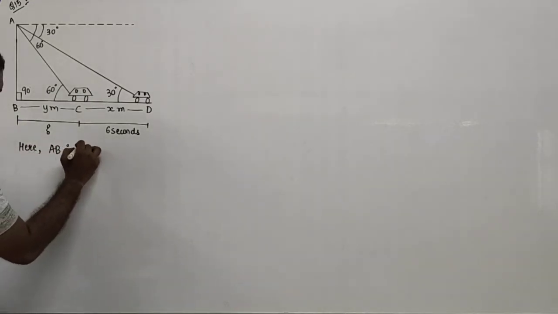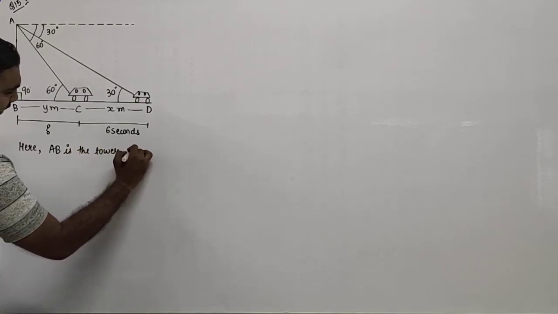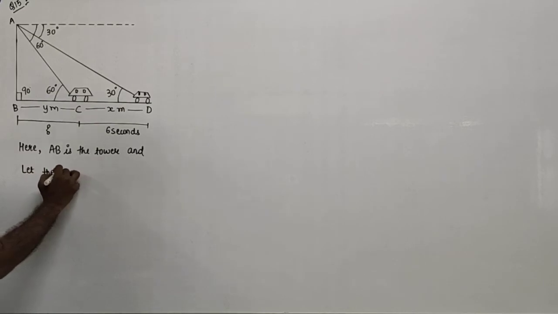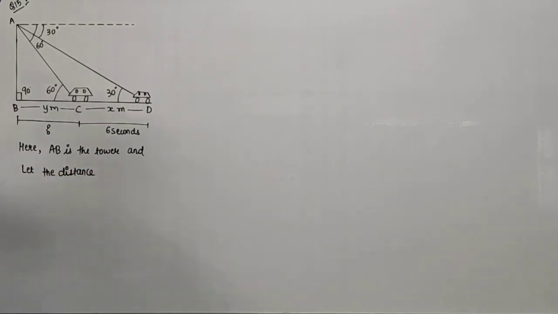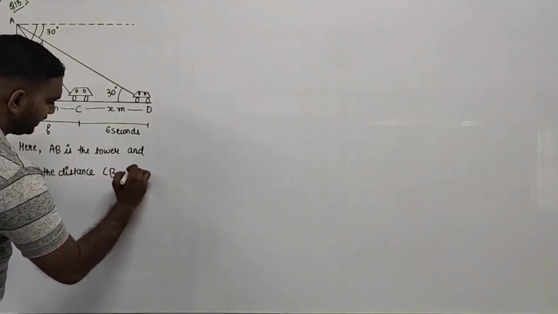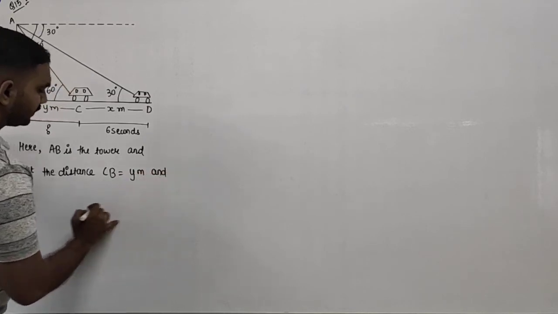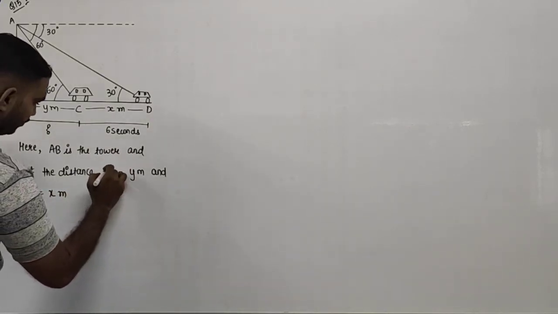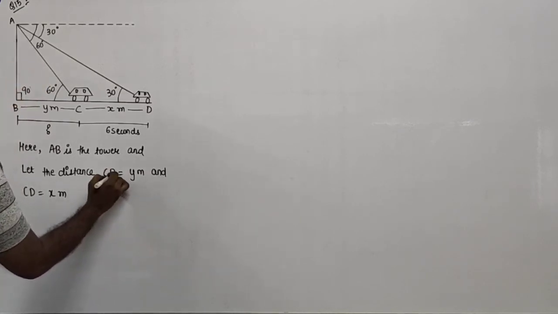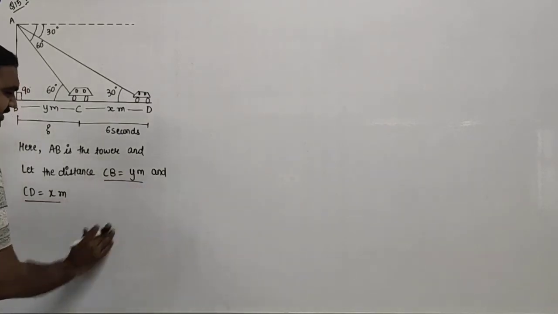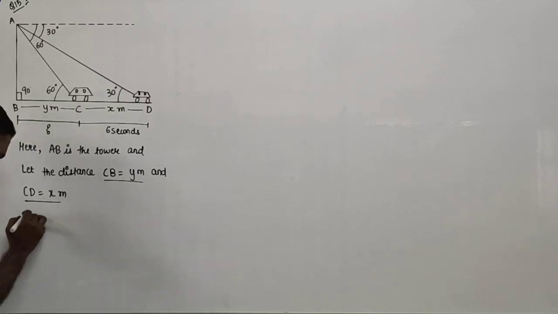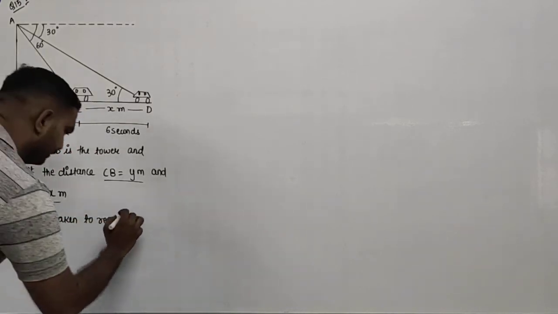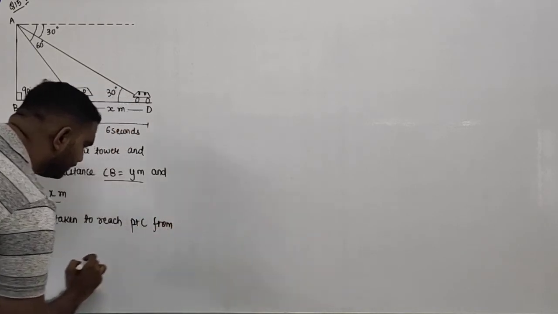Here let me write down: AB is the tower and let the distance CB be equal to y meters and CD be equal to x meters. In the first instance CB is the one, and in the second instance CD is the one. CB and CD are y and x meters respectively. What is given is the time taken. Time taken to reach point C from point D.